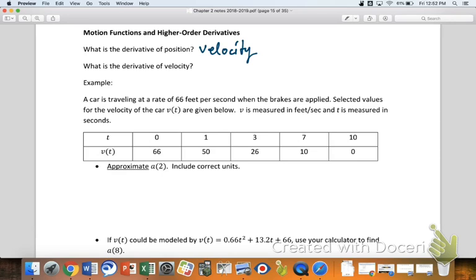Then what would you suppose would happen if we differentiated that? It's acceleration, right? It's the rate of change of velocity. So that is called acceleration.